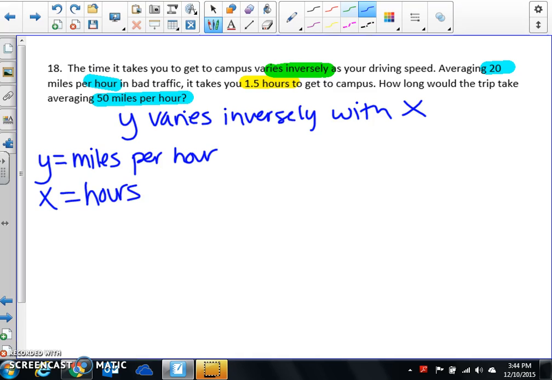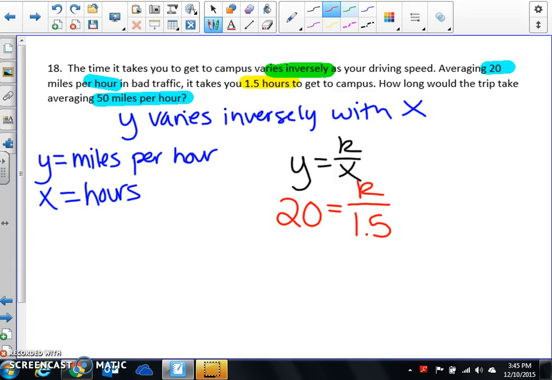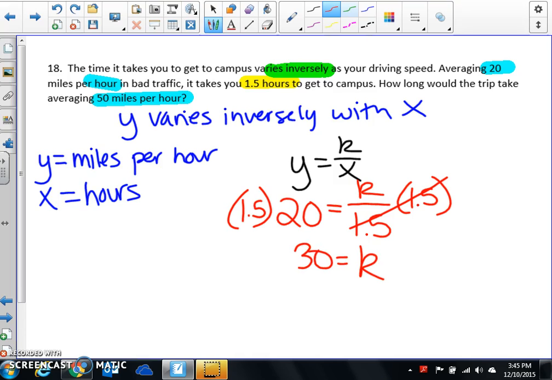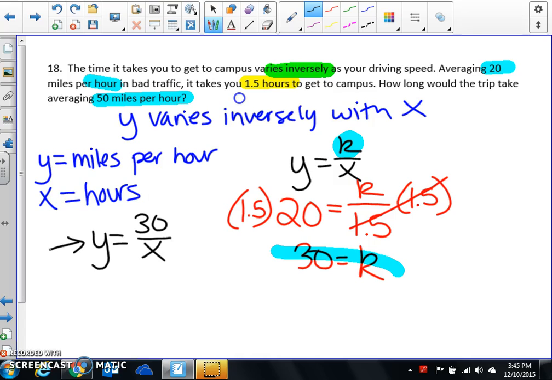Okay, so inversely, I write my inverse equation, y equals k over x. And so they gave me that 20 miles per hour, so I'm going to plug in 20. And it takes you an hour and a half. That's my x. So I need to find my k. That's k divided by 1.5, so I multiply by 1.5, giving me k equals 30. Okay, that's not my equation. That's just my k. So I put that k up here. So my equation, let's go over here, is y equals 30 over x. That's the equation.